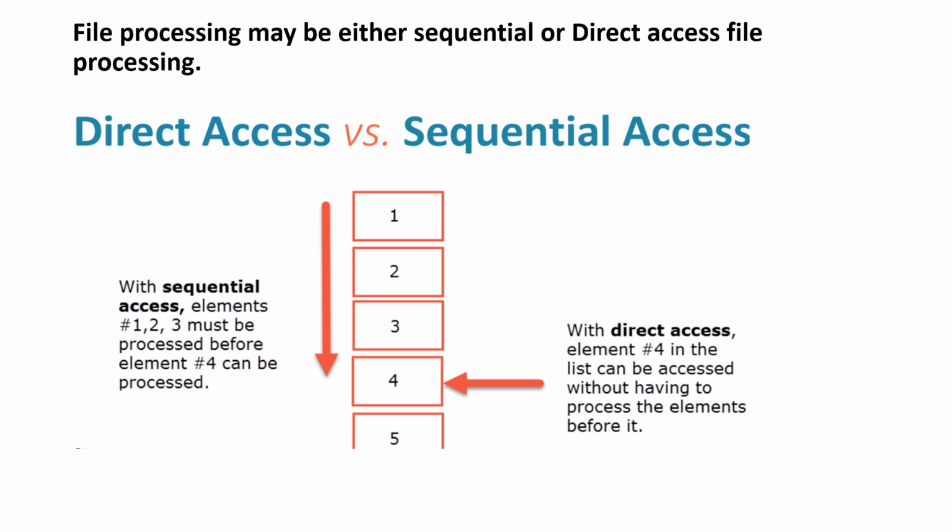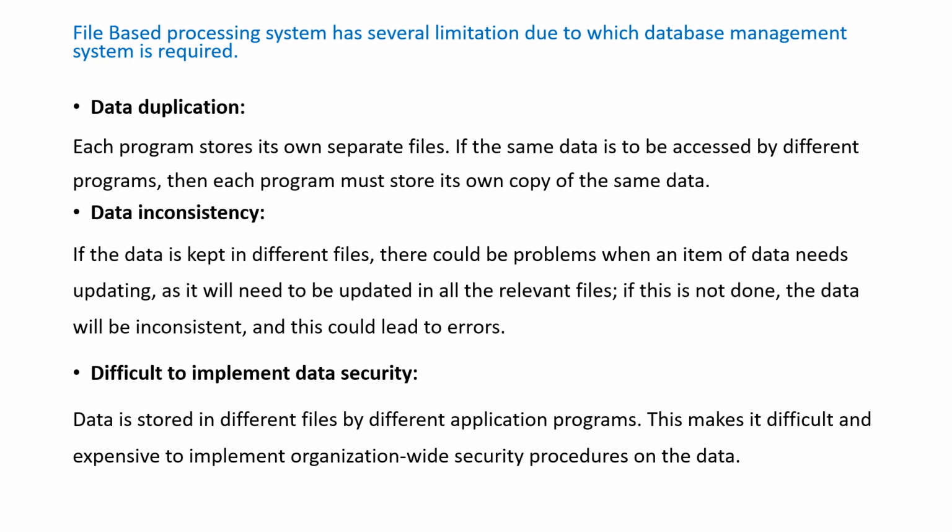File processing may be either sequential or direct access file processing. File-based processing system has several limitations due to which database management system is required. Data duplication. Each program stores its own separate files.